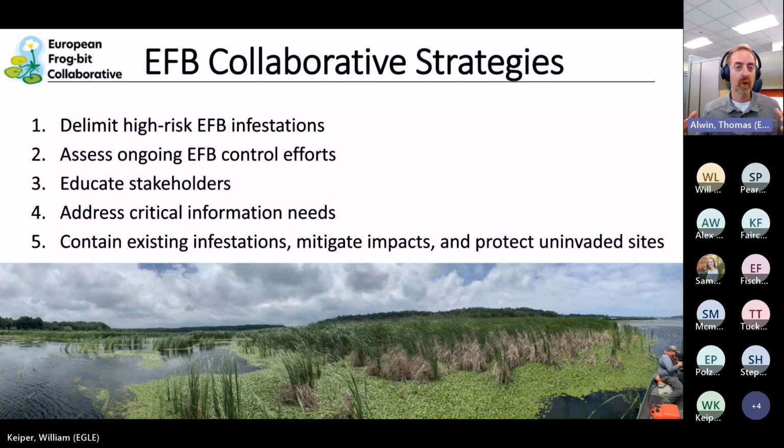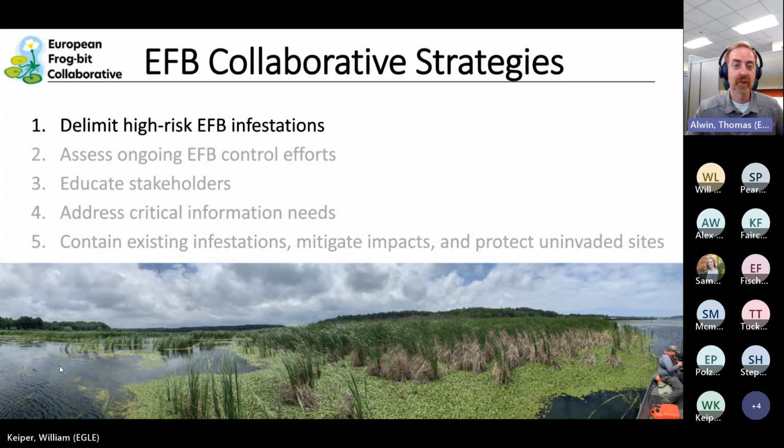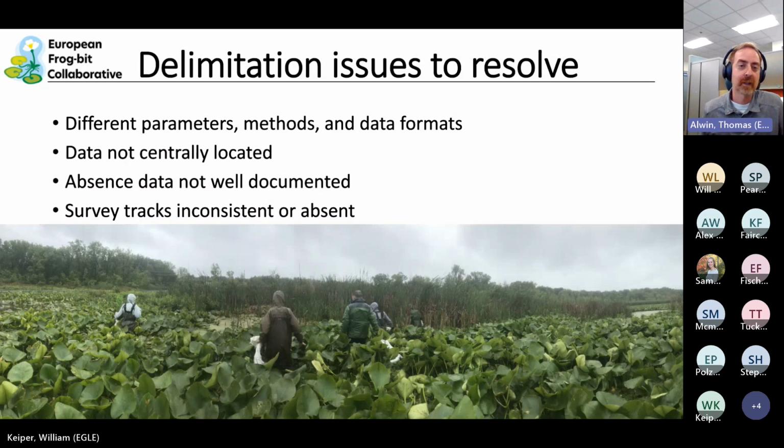And then taking those 4, if you remember the last slide, and squishing them into figuring out how to contain existing infestations, reduce the negative impacts, and protect uninvaded sites. So the next slide just highlights that we'll be talking about delimitation of frogbit, which I think I kind of got already. And so we can go to the next one, Bill.